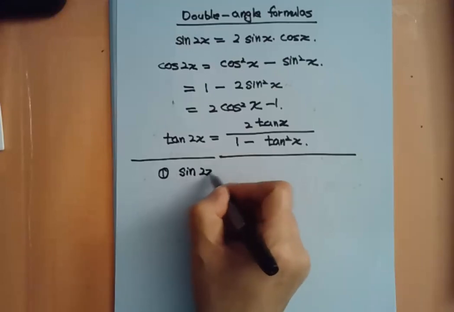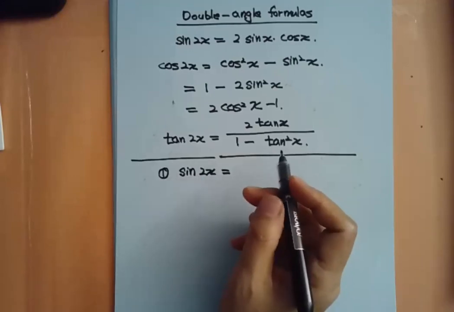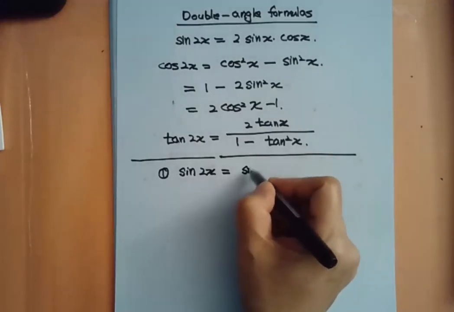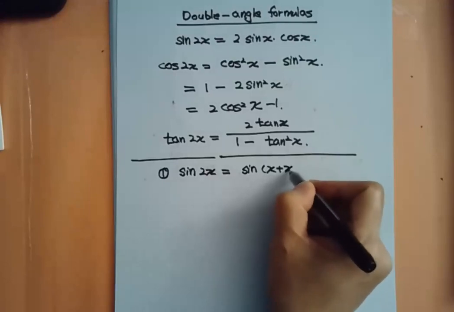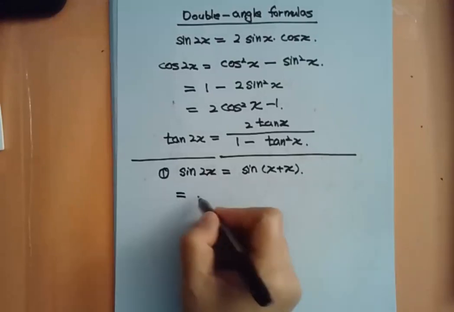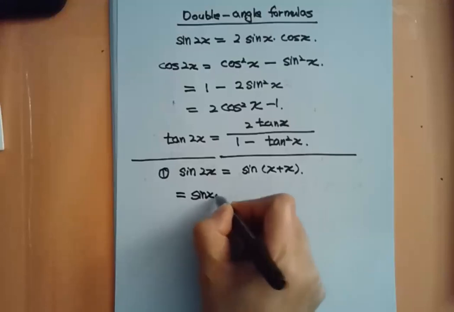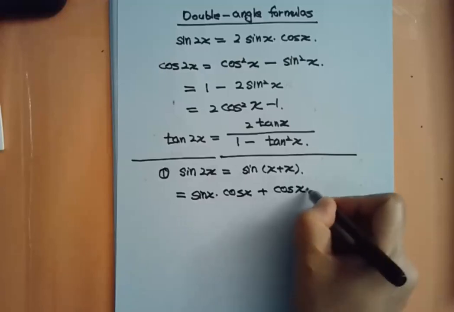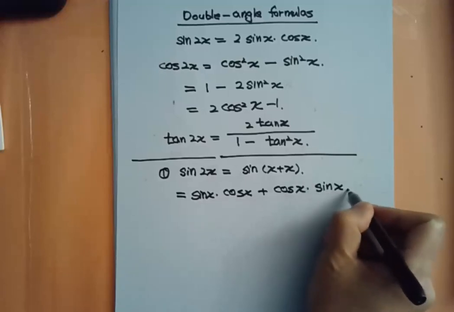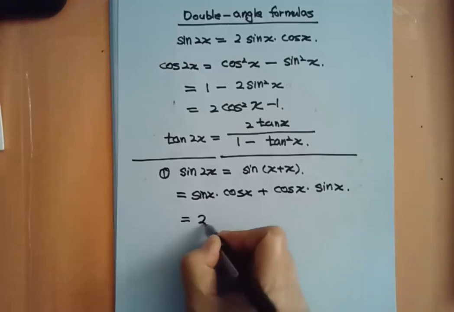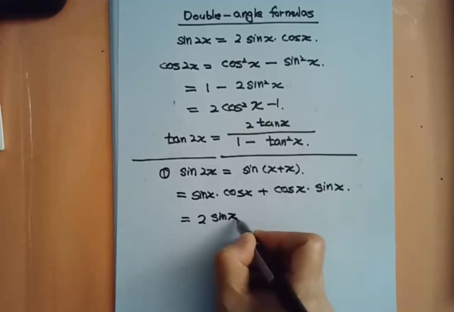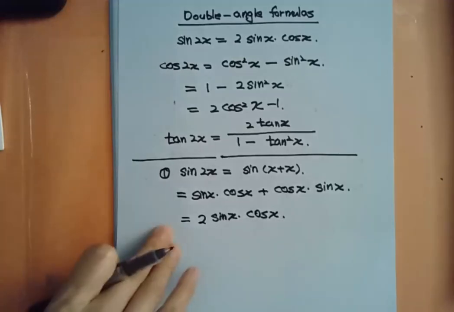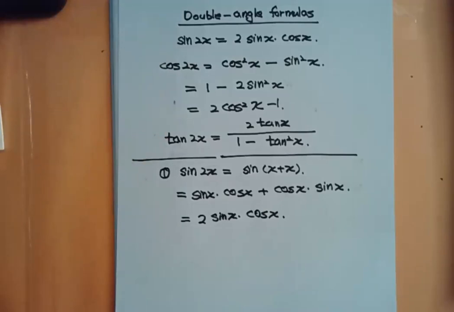Let's do sine of 2x. The double angle formula is easy to derive from the sum formula. Sine of 2x can be written as sine of x plus x. So we use the formula, then that becomes sine of x times cosine of x plus cosine of x times sine of x. And so that is 2 times sine of x times cosine of x. So that's how the double angle formula for sine is derived.